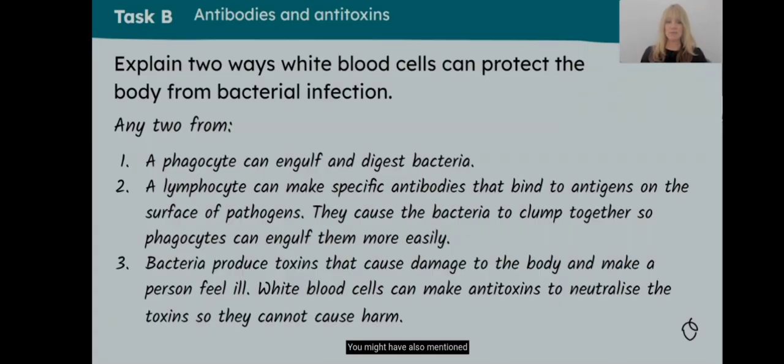You might have also mentioned that bacteria can produce toxins that cause damage to the body and make a person feel ill. White blood cells can make antitoxins to neutralize that toxin so they cannot cause any harm. Hopefully you've got all of those points down. Now, if you haven't, what you might want to do is pause the video and add a couple more into your answer. But I'm sure that you've done really well on that. So excellent, well done.